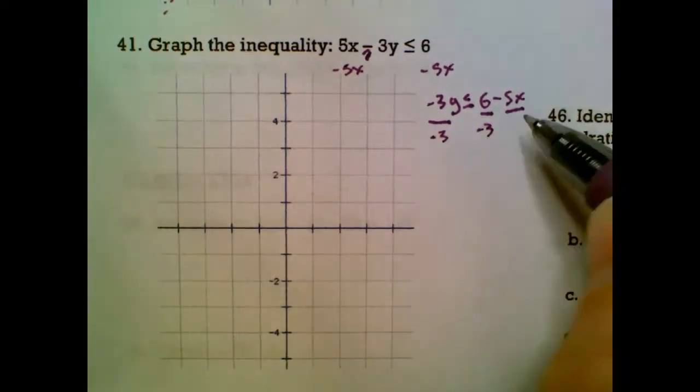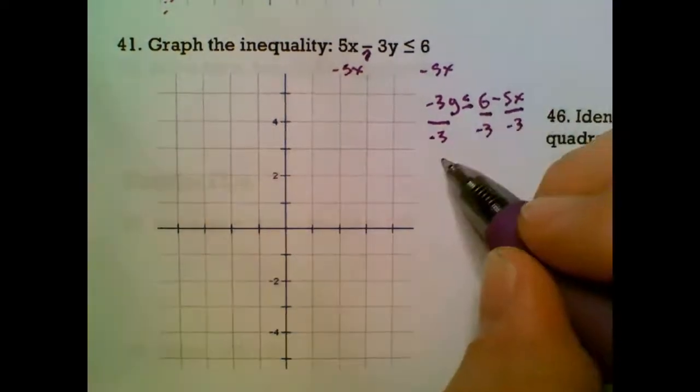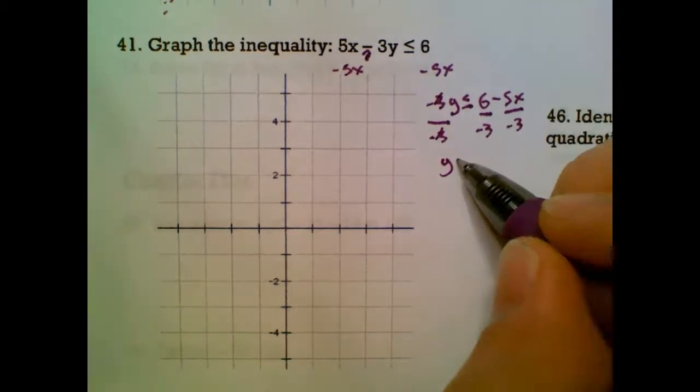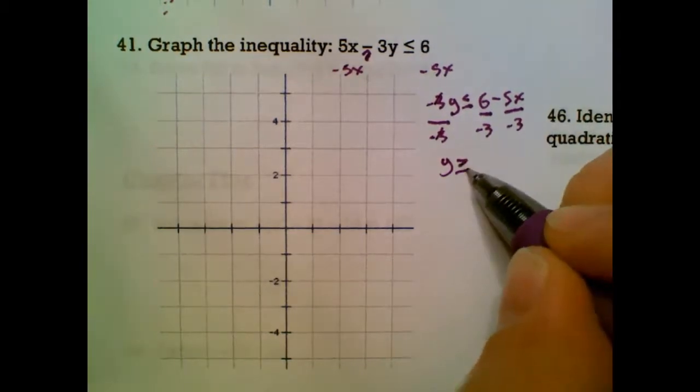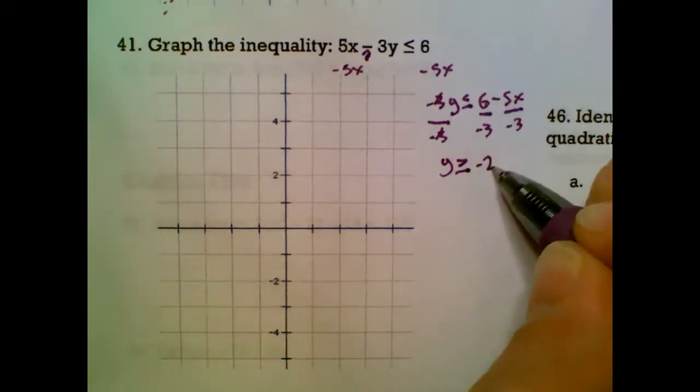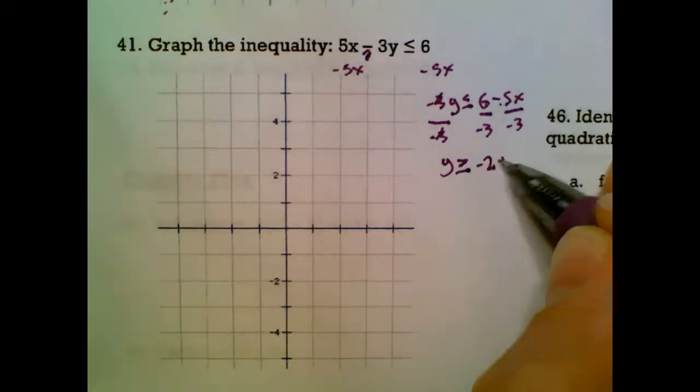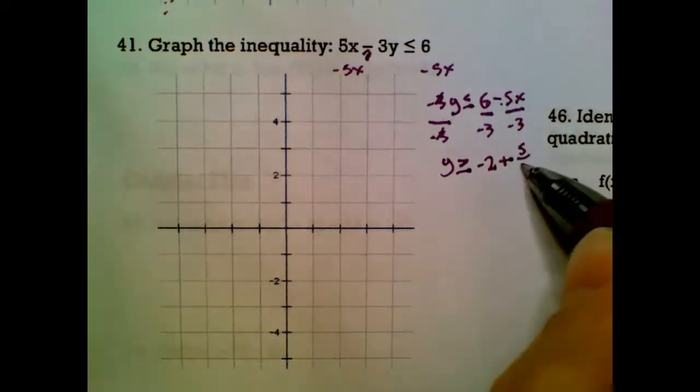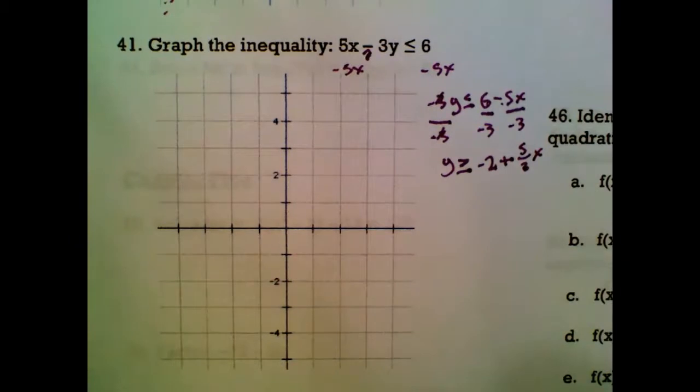So we'll do that here. So we have y, because that cancels off. We change the sign because we divide by negative. 6 divided by negative 3 is negative 2. Negative 5 divided by negative 3. Well, we're talking positive there, but sadly it's 5/3 x. It's kind of a messy little fraction there.